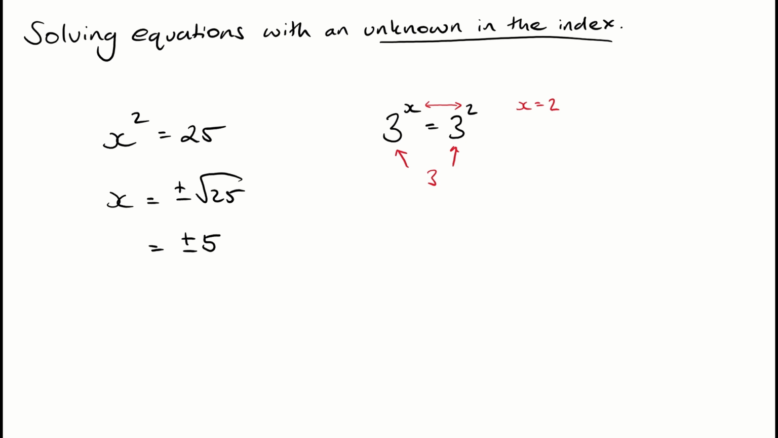And that kind of makes sense, because if we put a 2 in for x here, on the left-hand side, we would get 3 squared, and on the right-hand side, we still have our 3 squared. So 3 squared is equal to 3 squared, and that makes sense.